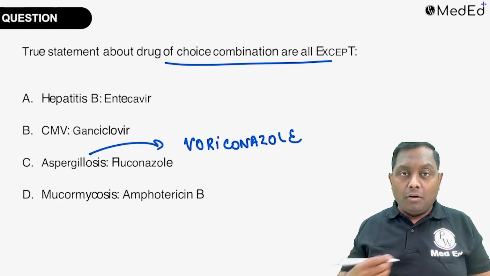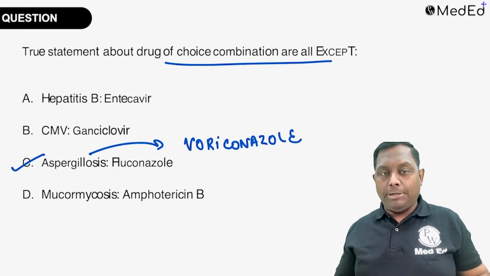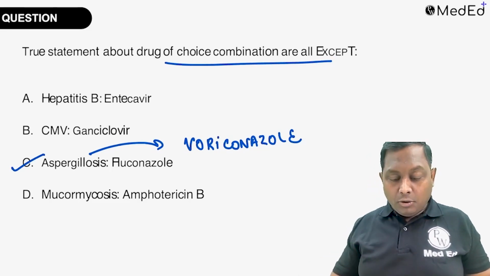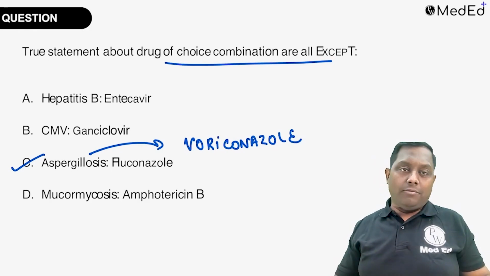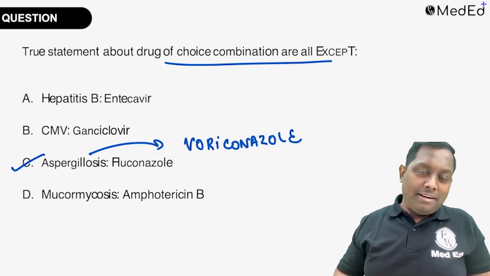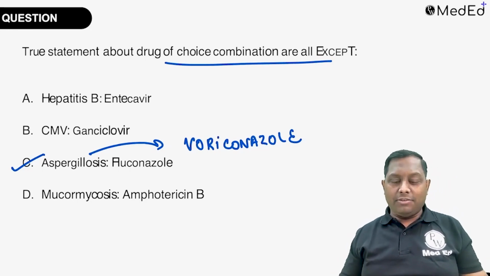Mucormycosis, amphotericin B, all are true except aspergillosis. Voriconazole. In CMV, we can use ganciclovir, or the oral prodrug of the same called valganciclovir can also be used. Anticoagulants, lamivudine, tenofovir, these are the other drugs that can be utilized in hepatitis B as well. Correct answer for this one is going to be C.